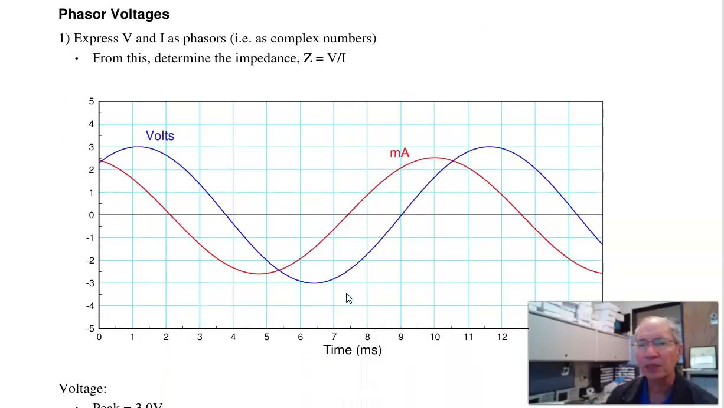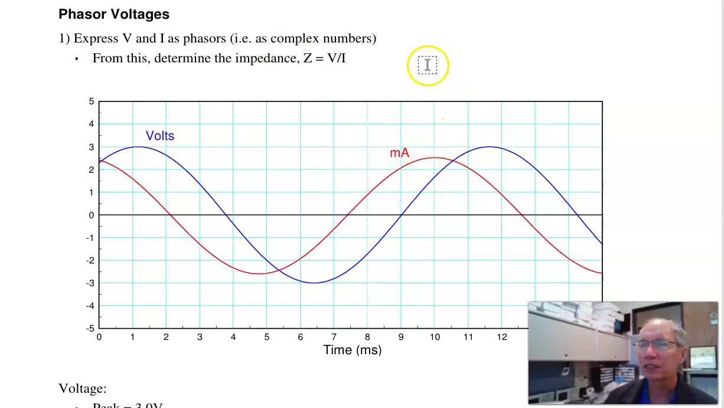The first problem is with phasors, I can represent a sine wave. So suppose the voltage and the current across the device look like so. What is the phasor representation for voltage and current, and what's the ratio, meaning the impedance?